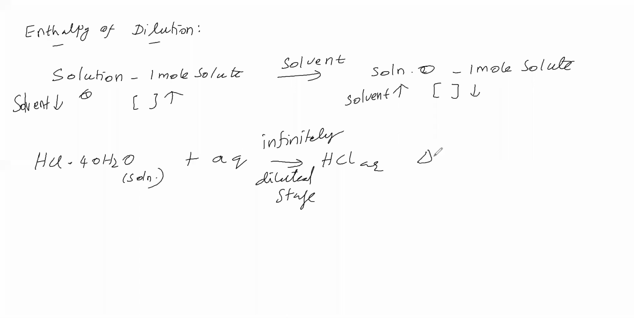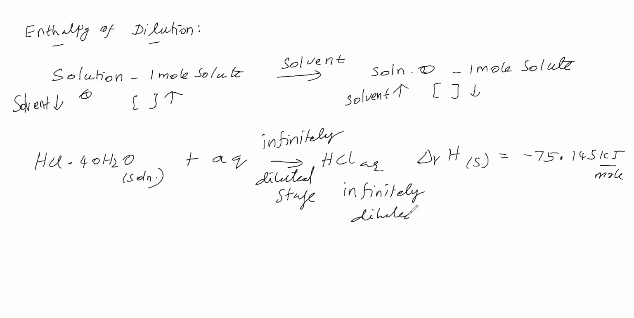At infinitely diluted stage, what is the enthalpy of solution? Enthalpy of solution, that we'll see. Enthalpy of solution is how much? Minus 75.145 kilojoule per mole. Infinitely diluted solution. Now see, this solution contains 1 mole of HCl and 40 moles of water. To this, enough quantity of water is added such that the solution becomes infinitely diluted. This solution we have to call infinitely diluted solution.